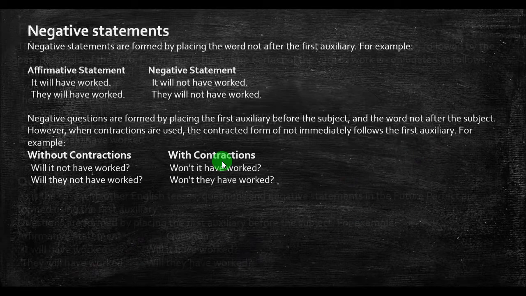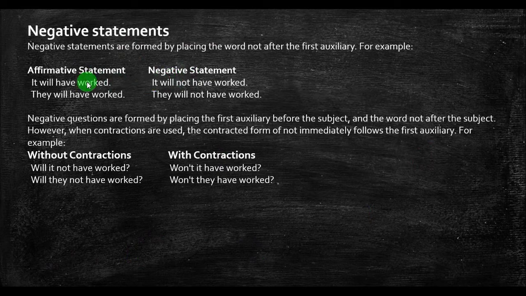सो अब देखते हैं नेगेटिव कैसे बनते हैं. नेगेटिव स्टेटमेंट्स भी बिल्कुल वैसी ही बनती है जैसे दूसरे टेंसेस में बनते हैं, हेल्पिंग वर्ब के साथ नॉट लगा के. जैसे इट विल हैव वर्कड, इट विल नॉट हैव वर्कड. और कंट्रैक्शंस के साथ देखें अब कैसे बनते हैं. विल इट नॉट हैव वर्कड, वोंट इट हैव वर्कड.